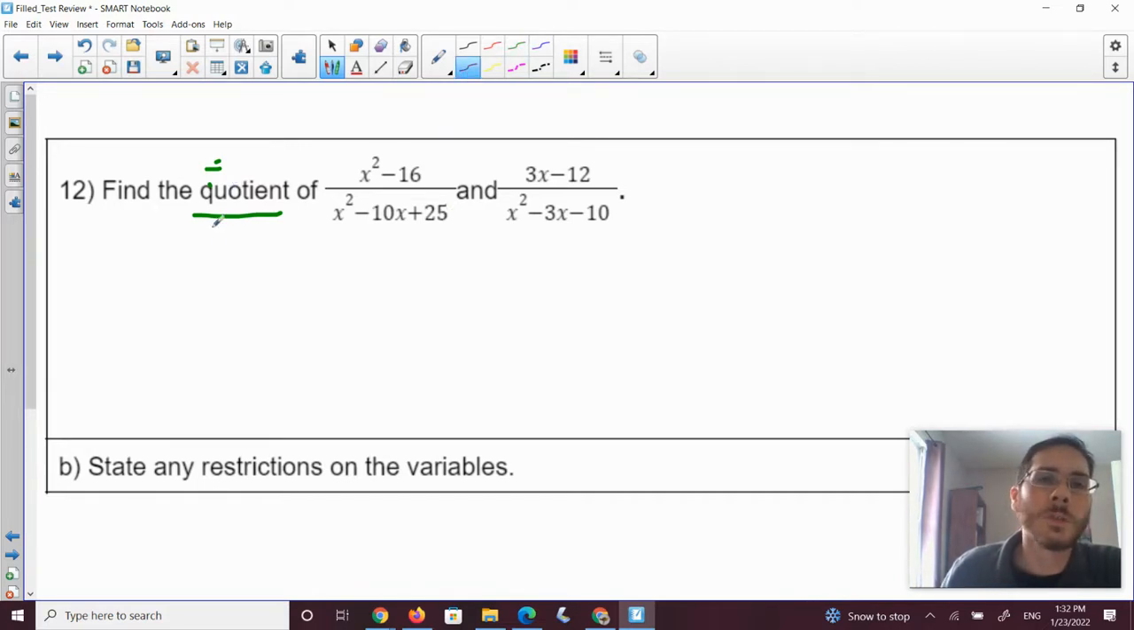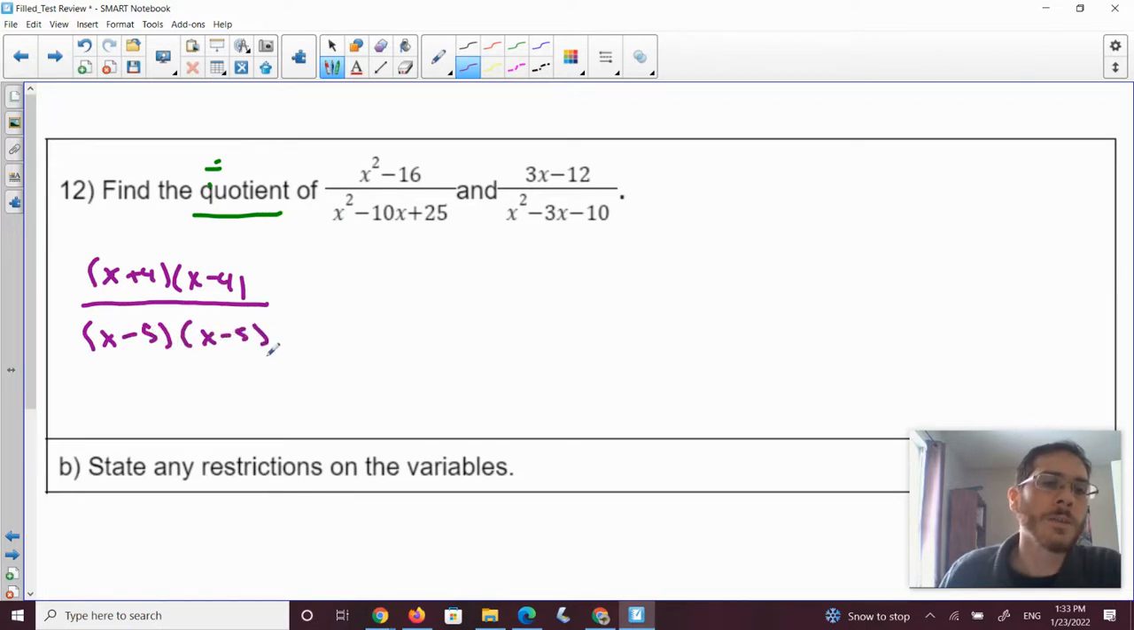So since we're doing a quotient, we're doing division. So let's factor. x squared minus 16 is x plus 4, x minus 4. So we got our difference of squares. x squared minus 10x plus 25 is another a squared minus 2ab plus b squared. So x minus 5 times another x minus 5. All right, we're doing the quotient, so we're going to divide.